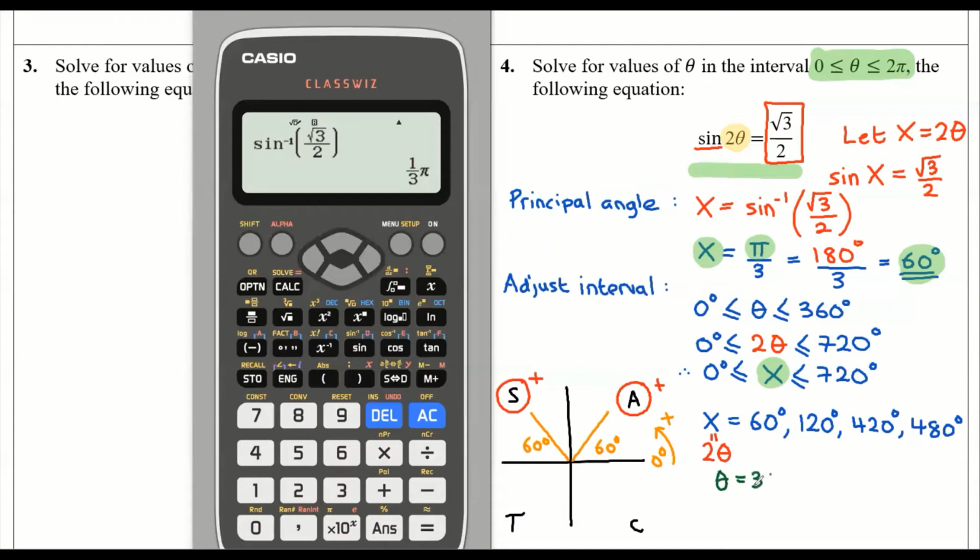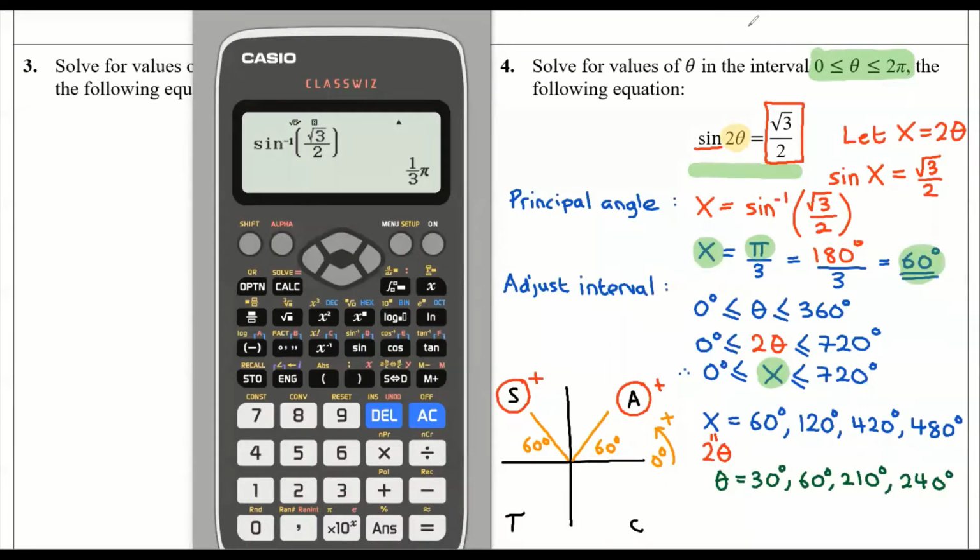So it's going to be 30 degrees, half of that is 60 degrees, 210, and 240 degrees. Okay, now we have to pause here because we haven't actually answered the question. We converted between radians and degrees in order to make the process a little bit more familiar. So now we need to convert between degrees and radians.